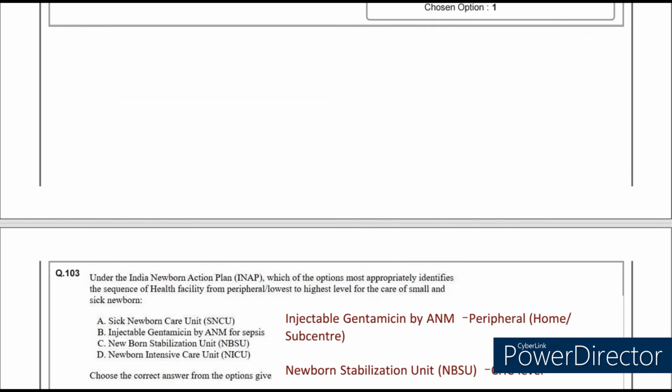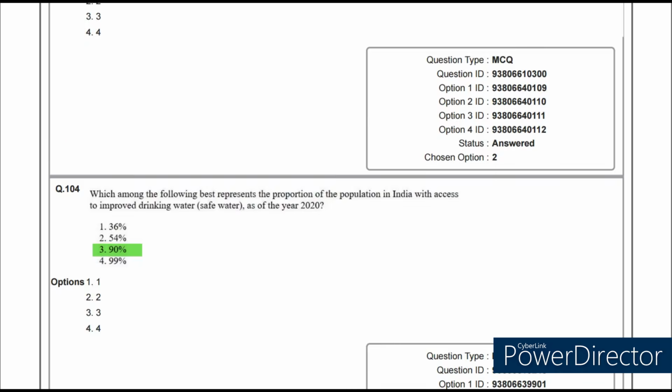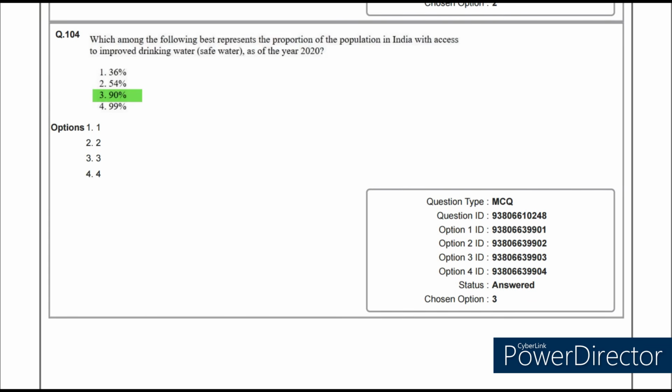So now coming to question number 103, which is about the Indian Newborn Action Plan sequence. So they're asking the sequence from lowest facility to highest level. So it starts from injectable gentamicin by ANM, followed by Newborn Stabilization Unit, NBSU, followed by Sick Newborn Care Unit, SNCU. The last should be the Newborn Intensive Care Unit, that is NICU, which is located at tertiary or medical college. And now coming to question number 104, which is a direct question on proportion of population with access to improved drinking water. It is 90%.